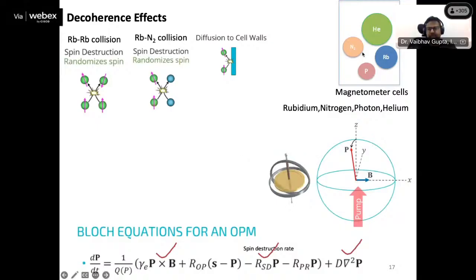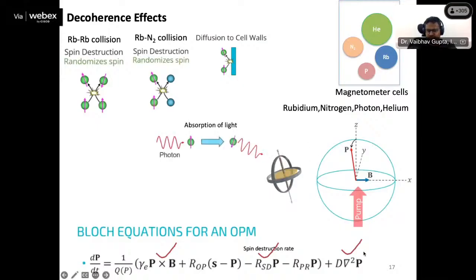The third thing which could happen, even after adding the buffer gas, is that they can still hit the wall. After hitting the wall, they again change their spin, which is denoted by this. Another factor is the photon of the probe beam. The photon comes and light is absorbed, and then you see that the spin is changed. That is given by this particular factor P here, and this is due to the probe beam. A similar thing can also happen when you use the probe beam.